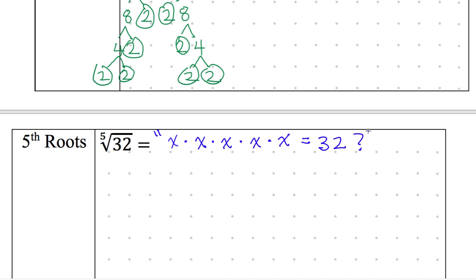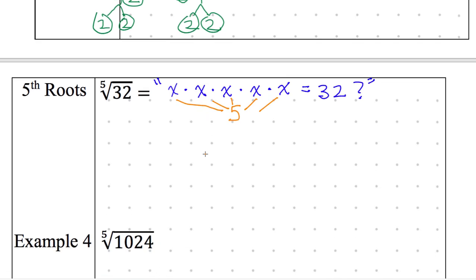That's the question. What times what times what times what times what? The same what's. Notice that there are now 5 of these things. There's 5 of them, equals 32. So that means I need 5 groups. So if I need 5 groups, again, you start with your factor tree.